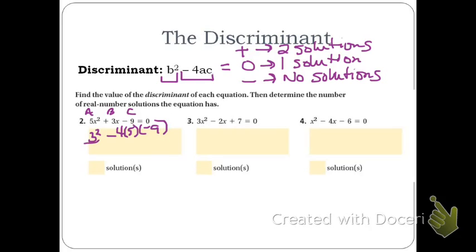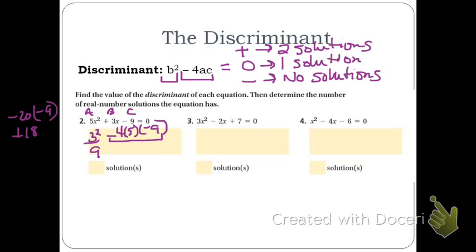3 to the second, that's 3 times 3, is 9. And then I have to go to the multiplication. So even though that looks like minus 4 times 5 times negative 9, treat that minus 4 as a negative 4 at this point because it's sitting side by side to parentheses, which means multiplication. So if you multiply negative 4 times 5 and then multiply that by negative 9, what do you get? Well, negative 4 times 5 is negative 20, and if we multiply that by negative 9, we get, well, a negative times a negative is a positive.